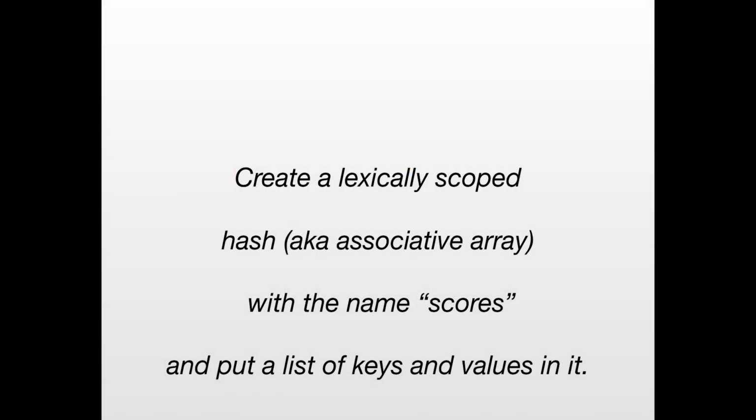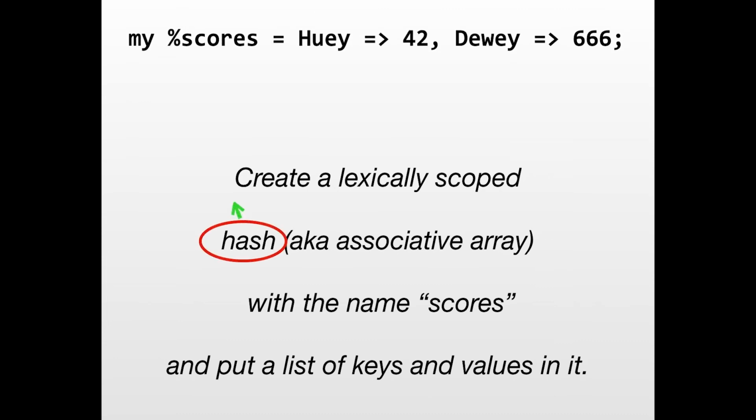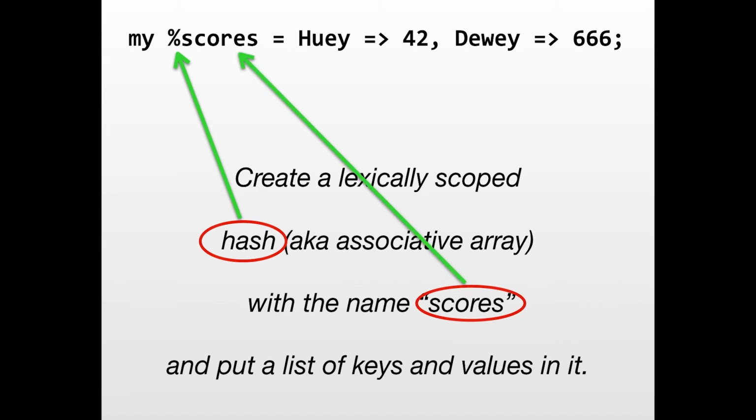So what if we want to create a lexically scoped hash, aka associative array, with the name scores and put a list of keys and values in it? It looks like this. Hash because of the percent sign. Again, the name of the variable that you create. And here we put a list of keys and values in it.